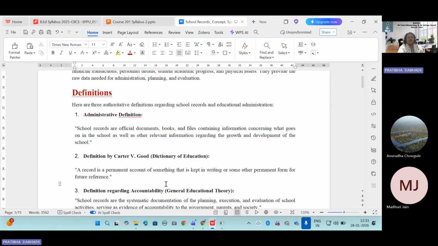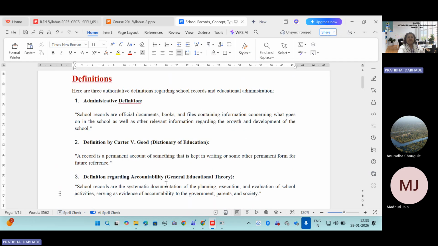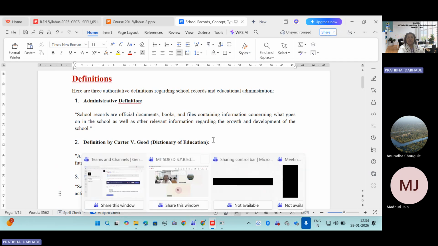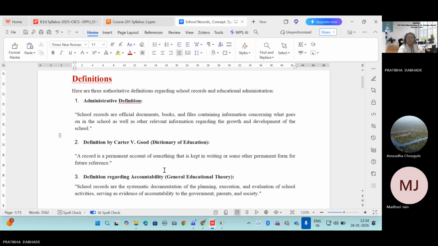Okay, who will read the second definition, which is given in the Dictionary of Education? Okay, how many are there? Yes, please. Yes, Madhuri. Yes, ma'am.